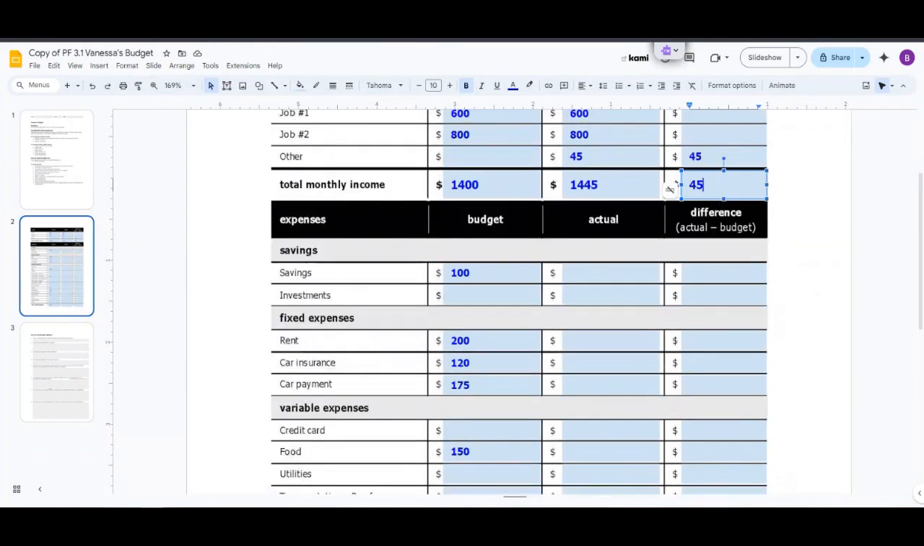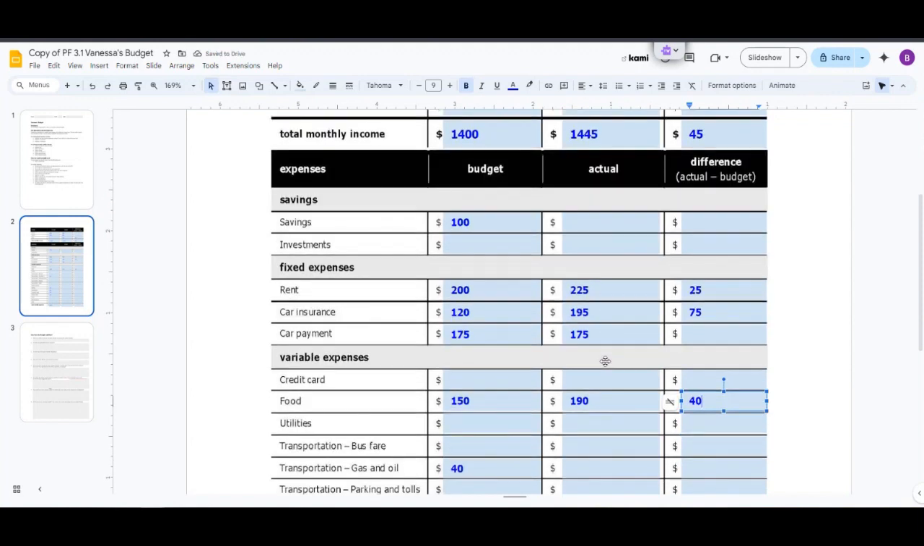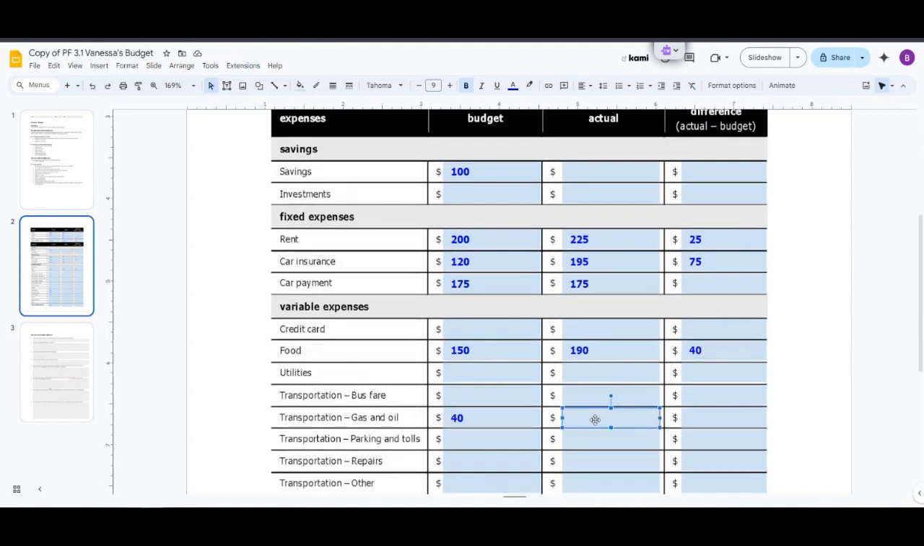How her money was spent, they signed a new apartment lease. Rent went up to $225. Monthly car payment was $175. Oh, so that was $25 more than she anticipated. Insurance went up to $195, just $75 more than she expected. $190 went for food, which was $40 over. $60 for gas, which was $20 more than she budgeted.